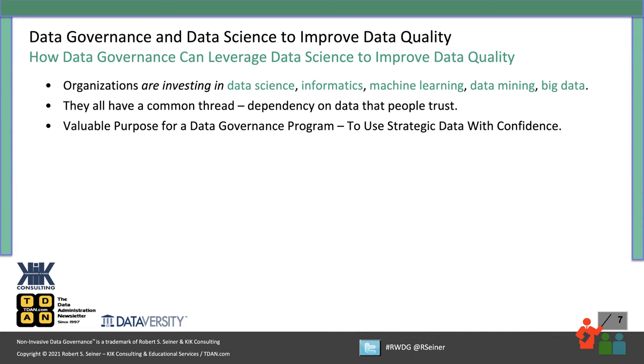And we need to recognize that there's a common thread between these disciplines, and that is the data that is going to be necessary to do informatics, to do machine learning, data mining, all of these types of things. And in a lot of organizations I know of, data governance is focusing on getting people just to trust the data, whether that's through metadata in the catalog, the ability to find the data, spending less time wrangling data like you talked about, and getting people to really start to leverage the data.